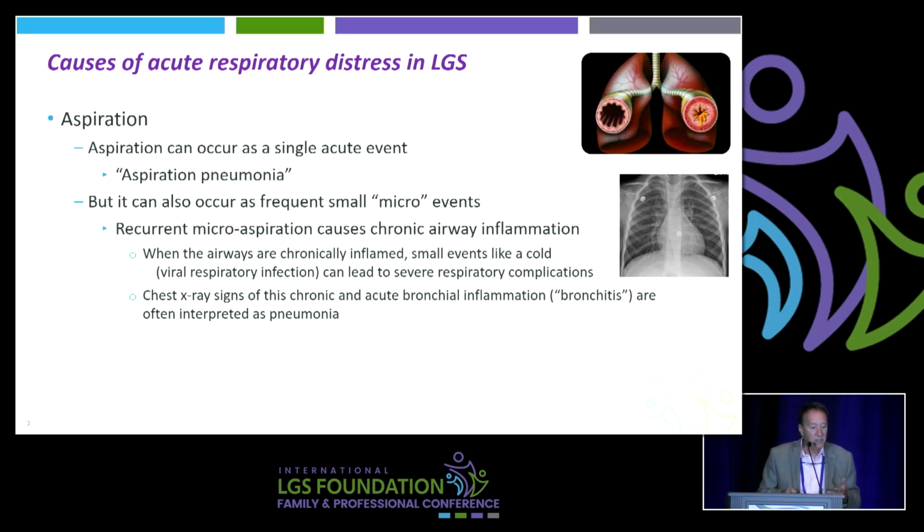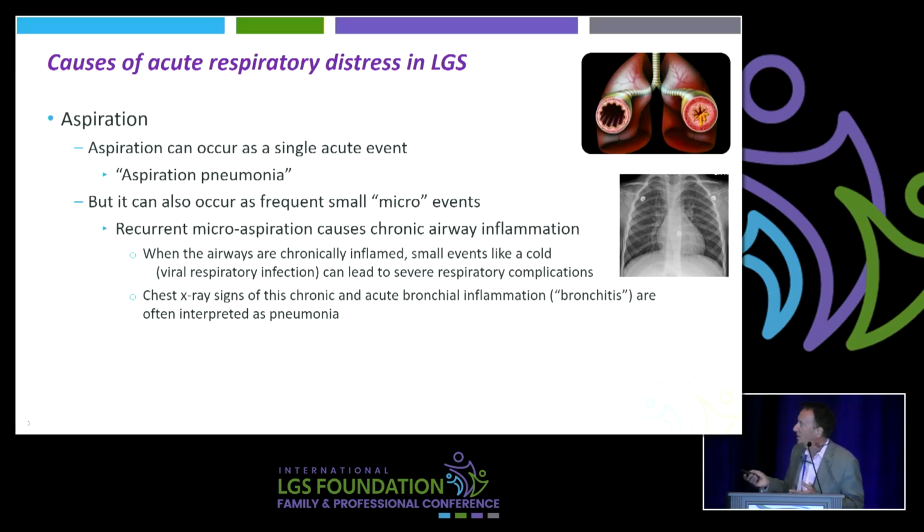So, recurrent microaspiration causing airway inflammation. If you have that sort of inflammation, then small events like just having a cold, a viral respiratory infection, can lead to more severe respiratory complications, including bronchitis, which can again be mistaken for pneumonia. In many cases, it may not matter that much whether you're dealing with bronchitis or pneumonia in terms of the acute management, but in terms of thinking about how these things can be prevented, it's really important.